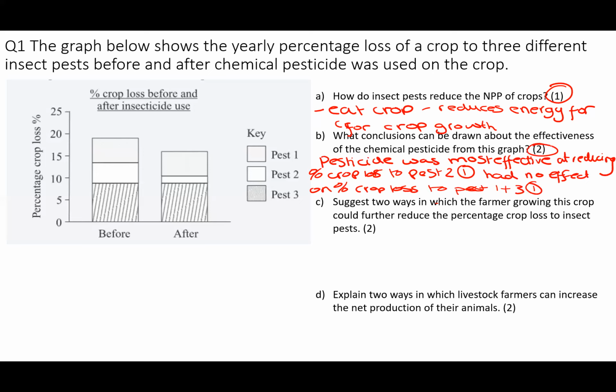So suggest 2 ways in which a farmer growing this crop could further reduce the percentage crop loss to insect pests. Well, we've used an insecticide here, so how else could we do this? Well, it could be using a different insecticide, but also kills multiple pests. So we could say, an insecticide that kills multiple pests, because this one clearly only kills 1.